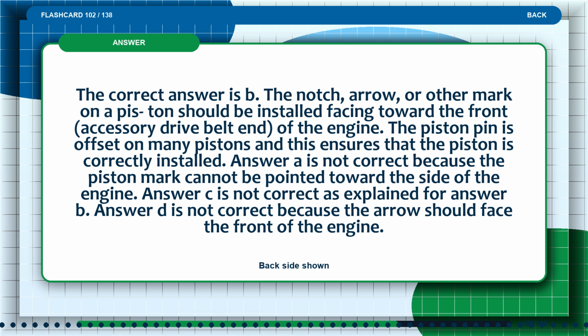Answer A is not correct because the piston mark cannot be pointed toward the side of the engine. Answer C is not correct as explained for answer B. Answer D is not correct because the arrow should face the front of the engine.